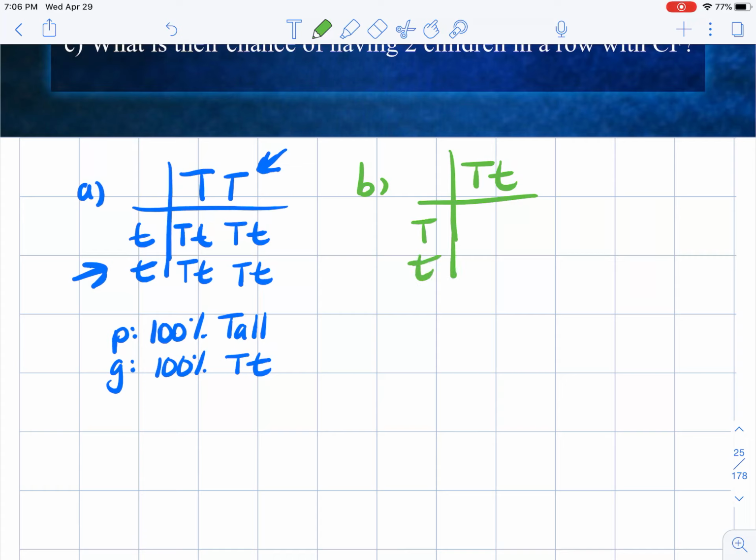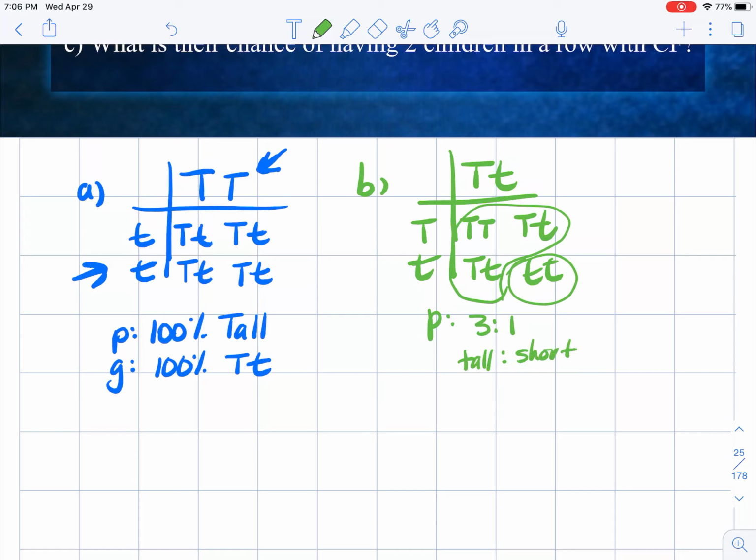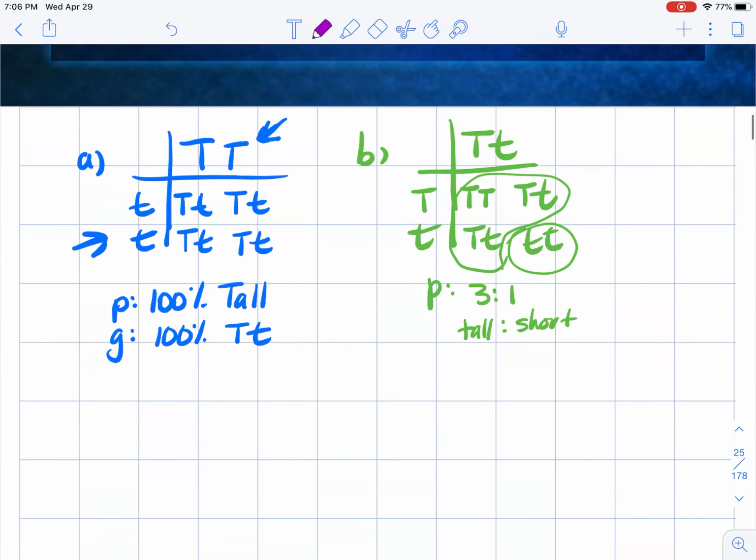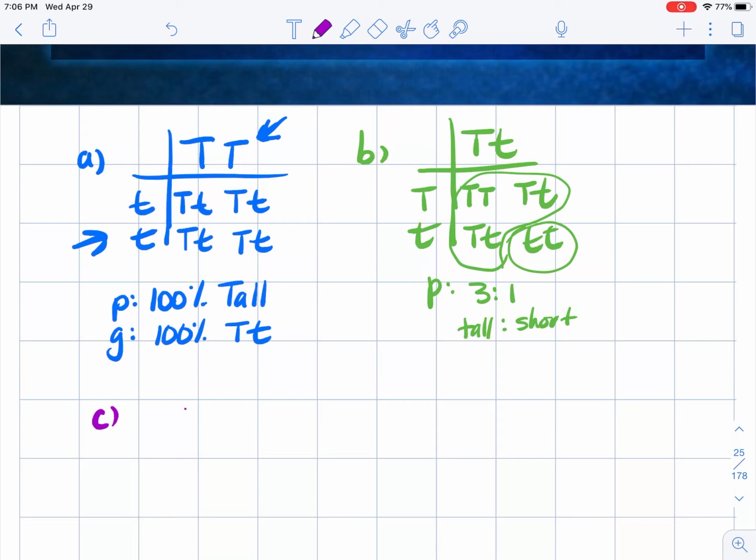For B, the question was heterozygous for one parent and heterozygous for the other parent. So in trying out the possible offspring for this, you'll see that what you get phenotypically is 3/4 that will be tall and 1/4 that will be short. So you could say this is a 3-to-1 ratio of tall to short. If they did have, for example, 100 offspring, it would be about 75% of them that would be tall plants and about 25% that would be short plants.